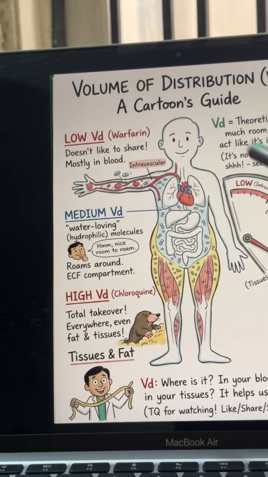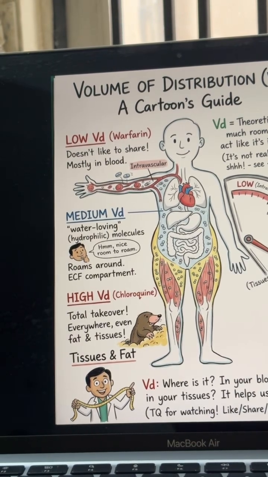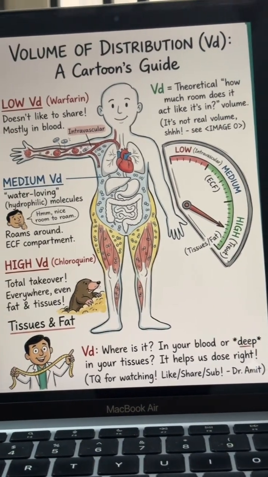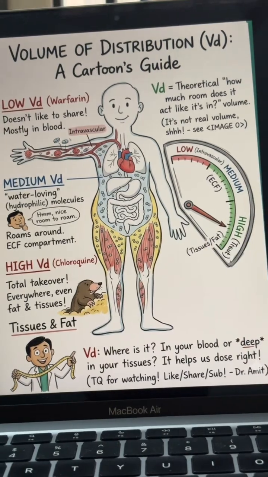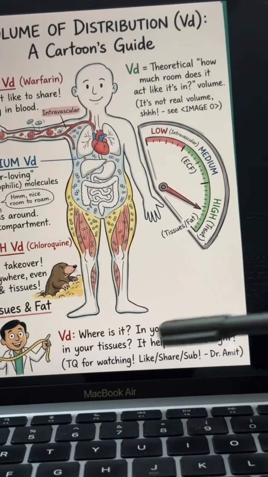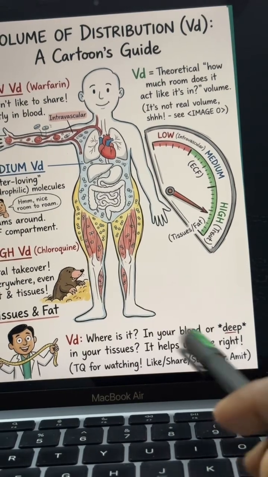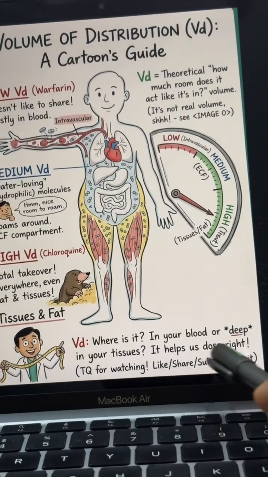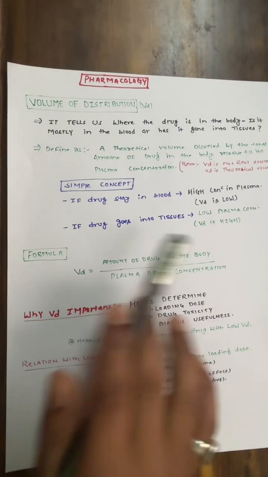So this is a cartoon guide. It will help you to understand volume of distribution easily. Normally we can see here where the VD is: is it in your blood or deep into your tissues. So this is all about volume of distribution.